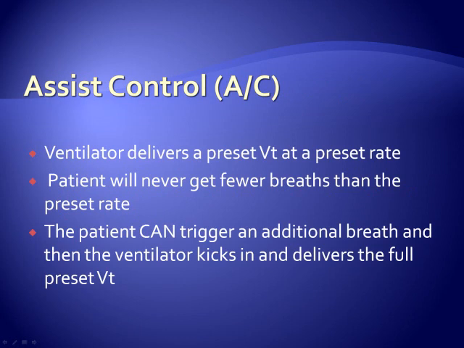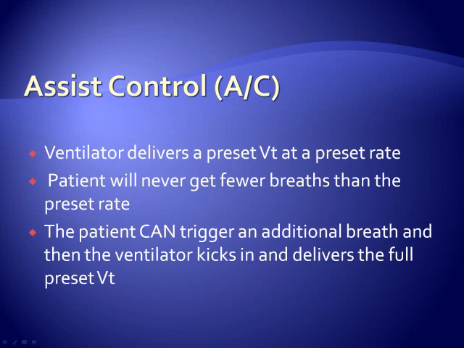Assist control is one of the modes we use on our ventilator. Assist control is a mode that is going to support every breath that the patient takes. So there's two ways that the ventilator can work. It can work by supporting every breath. And let's back up for a minute and talk about every breath. There's two types of breaths your patient can take. The first type is going to be the machine-initiated breath. The second type is going to be the patient-initiated breath.